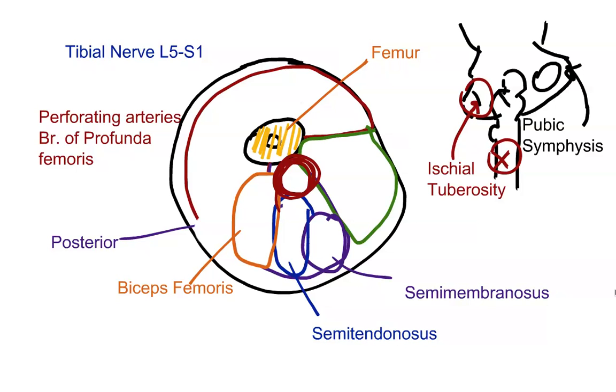So all of these muscles originate at the ischial tuberosity. The semitendinosus goes into the proximal shaft of the tibia, the semimembranosus into the medial shaft of the tibia, and the biceps femoris down as far as the fibula and into the lateral tibial condyle.